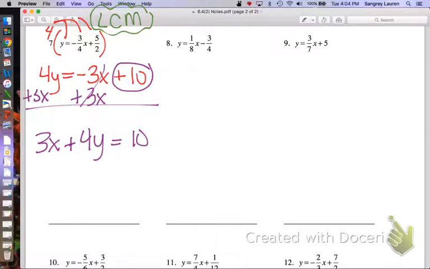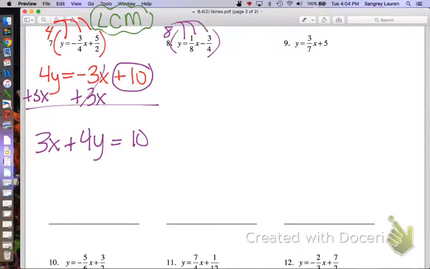Let's try number 8. We have 2 fractions, so we need to find the least common multiple. Our denominators are 8 and 4. So we need to find a number that 8 and 4 go into nicely. That number is 8. 8 is the smallest number that 8 and 4 both go into nicely. 8 times 1 is 8, 4 times 2 is 8. So 8 is going to be the special number that we're going to multiply through the entire equation.